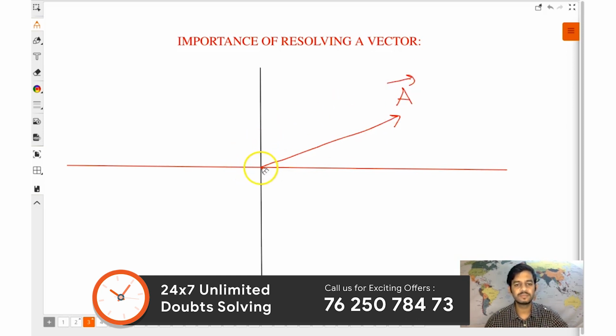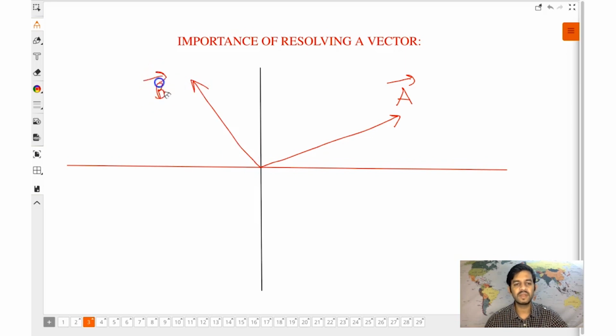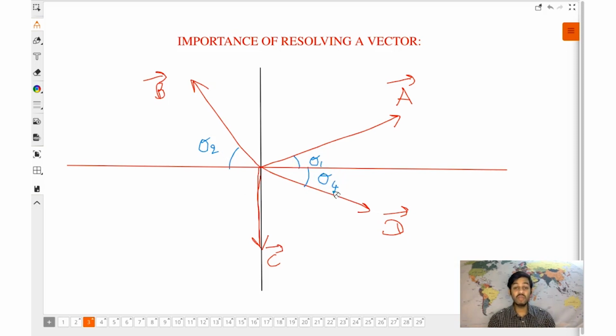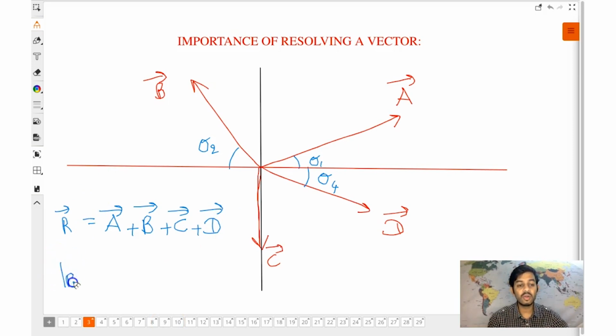A vector, B vector, suppose this is C vector, let's say this is D vector. You can add many more if you want. Now suppose these angles are also given: theta 1, let this be theta 2, C doesn't need one, and this is theta 4, suppose. And you have been asked to find the magnitude. R vector is defined as A vector plus B vector plus C vector plus D vector, and you have been asked to find mod R.